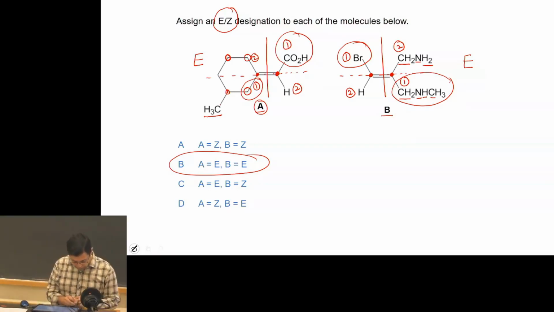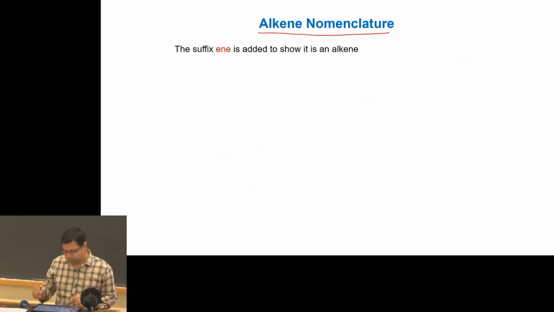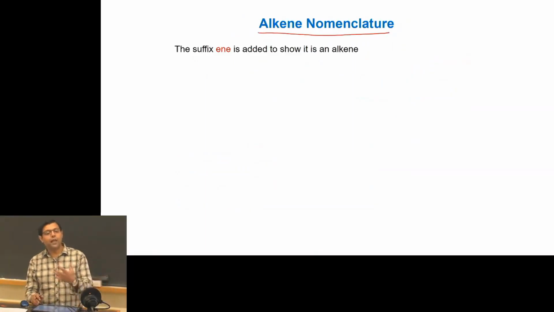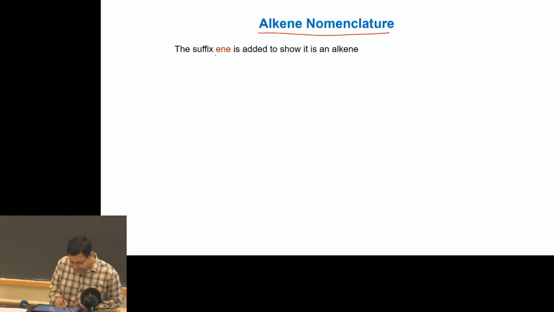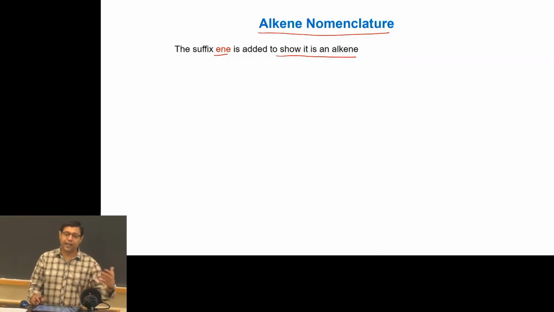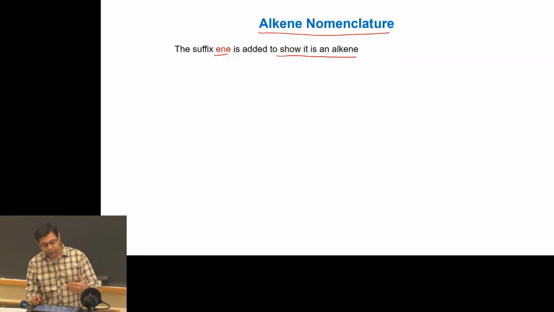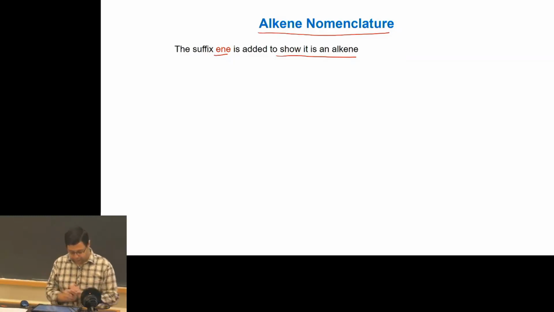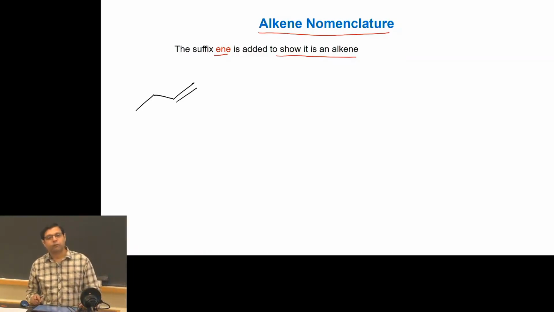Let's now look at alkene nomenclature. Whenever you are naming an alkene, the suffix "ene" is added to show that it's an alkene. For alkane, we added "ane" to show it's an alkane. For alkene, you're adding an "ene" to show it's an alkene. Let's take an example. Let's say I have this molecule and I want to name it. The rules are very similar to what you have learned with alkanes. First step, figure out the longest hydrocarbon chain, the parent chain.